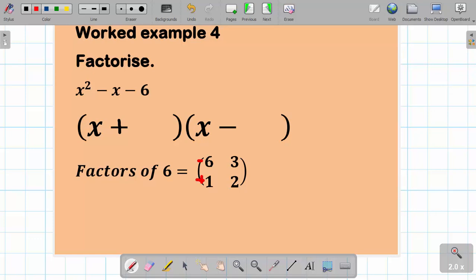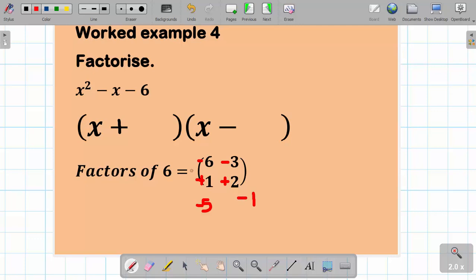Did you hear that? Now take this out. 3 times 2 is 6. Which one is larger? It is 3. So 3 must be made what? Negative. Why? Because the coefficient of the middle term is negative. So it's not going to be positive here. After that, we check. Negative 6 plus 1 gives me negative 5. But negative 3 plus 2 gives me negative 1.